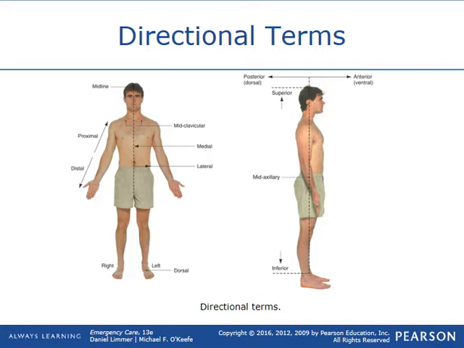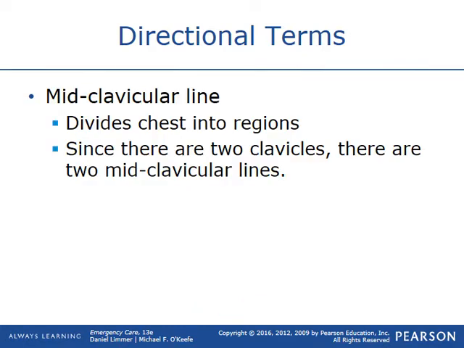On the other side, on the right-hand side here, you see that the body is divided into front and back. So we've got the anterior portion and the posterior portion. And this is done through the mid-axillary line. An imaginary line is basically drawn through and passes through the armpit, is your mid-axillary line. Your mid-clavicular line, it divides the chest into regions. So there's two clavicles, therefore there's two mid-clavicular lines.